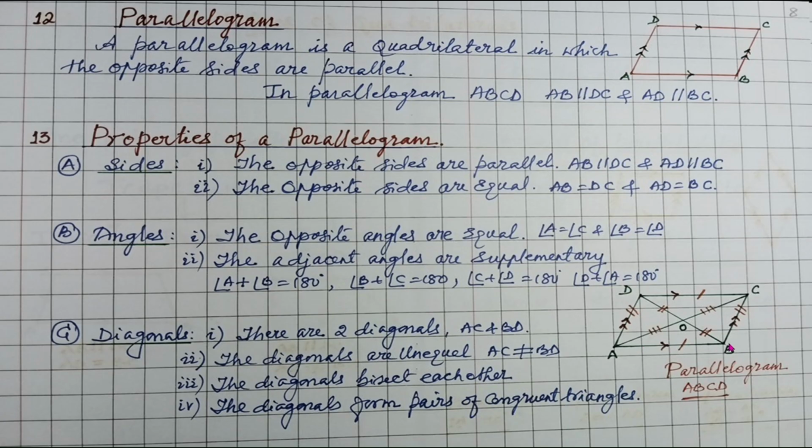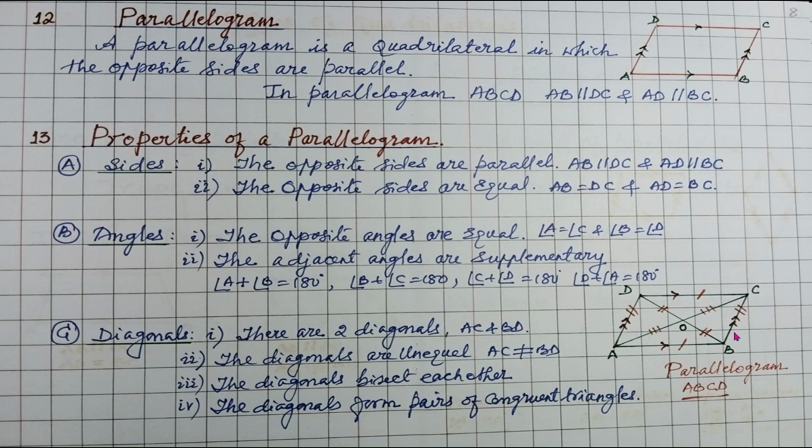That means angle A plus angle B is 180, angle B plus angle C is 180, angle C plus angle D is 180, angle D plus angle A is also 180. Remember that. In terms of diagonals, in the parallelogram there are two diagonals, AC and BD.